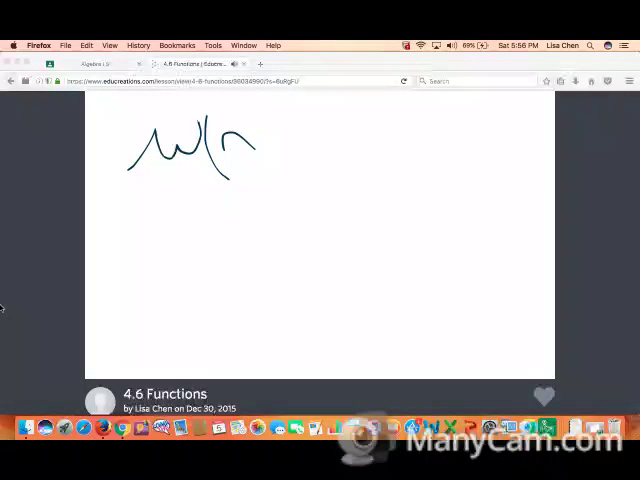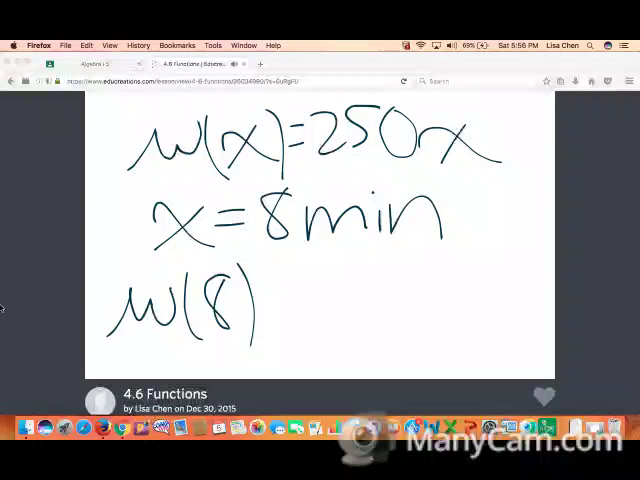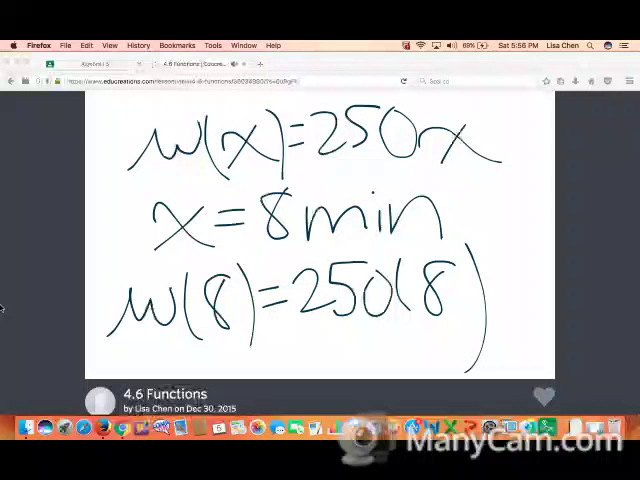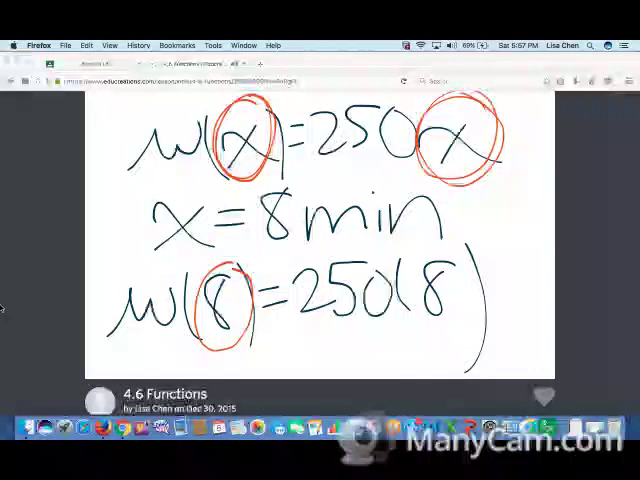So how many words can you read in 8 minutes? We can see here if w of x equals 250x, and we're looking for x equals 8 minutes, you can write this as we're evaluating w of 8 equals 250 times 8. Because whatever number you plug in for x here, it's also plugged in right there. For every x I see, I'm going to plug in 8. So w of 8 is the same as 250 times 8, because x equals 8.